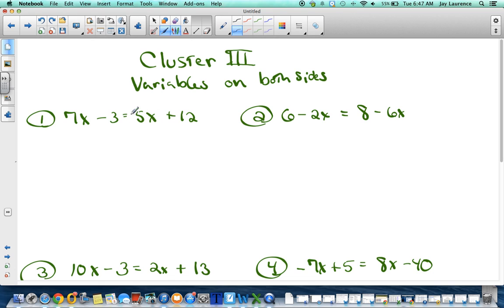So I'm going to take away 5x from the right-hand side. But since it's an equation, I'm going to take away 5x from the other side. All right, when I do that, I'm going to end up with a 2x minus 3. These 5x's will have canceled, and I'll have 12 left.